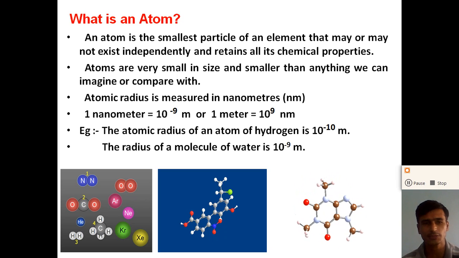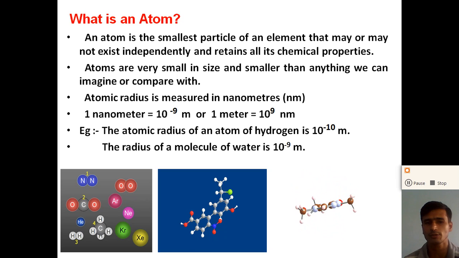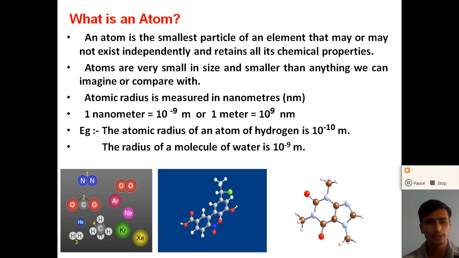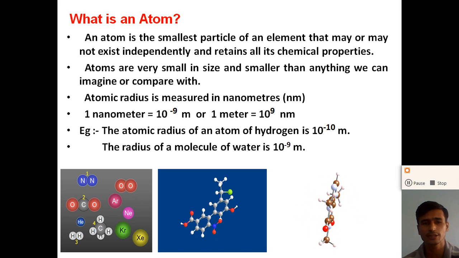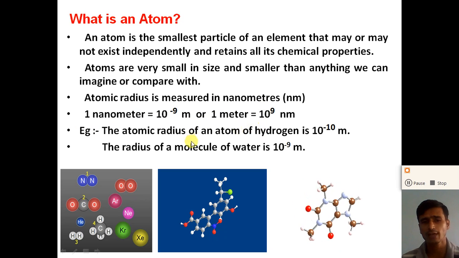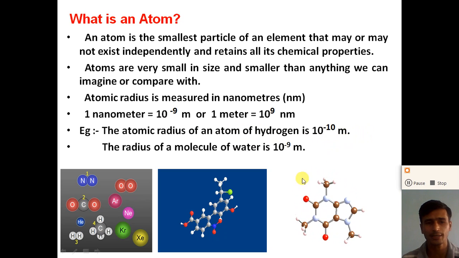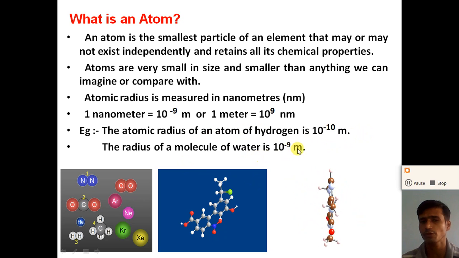So understand, dear student, what 1 nanometer means. 1 nanometer is equal to 10 raised to minus 9 meter. That may be asked in your examination in fill in the blanks, MCQs, or short questions, so this one is very important. 1 nanometer is 10 raised to minus 9 meter. The atomic radius of the hydrogen atom is about 10 raised to minus 10 meter. Then the radius of the molecules of water.